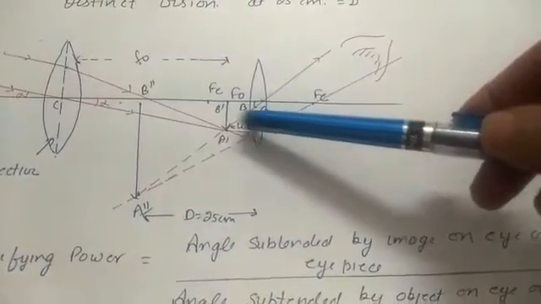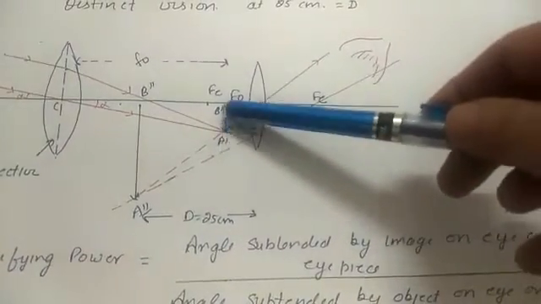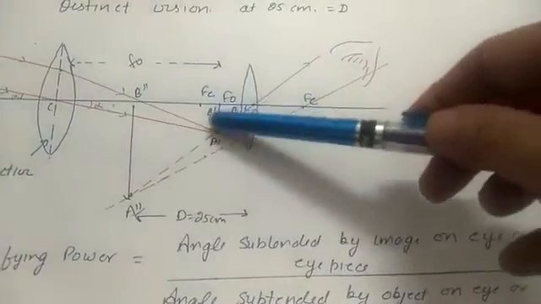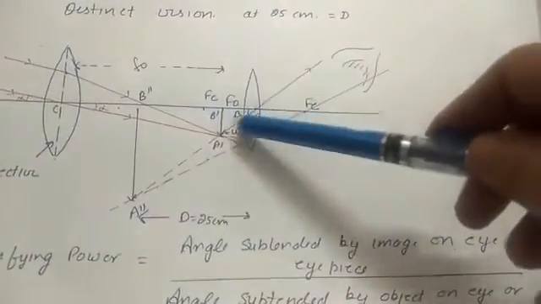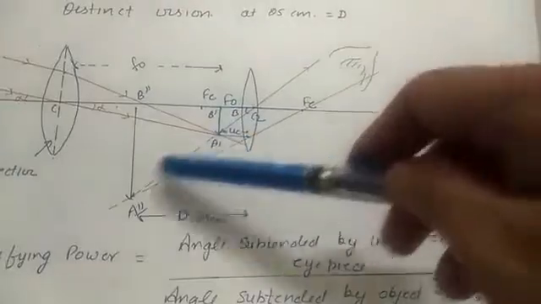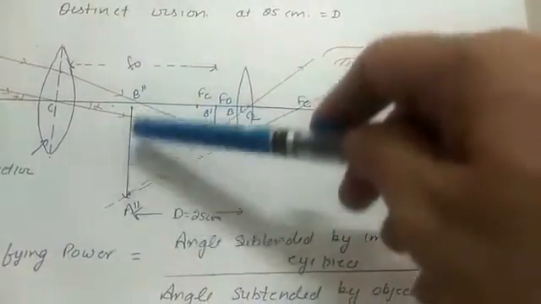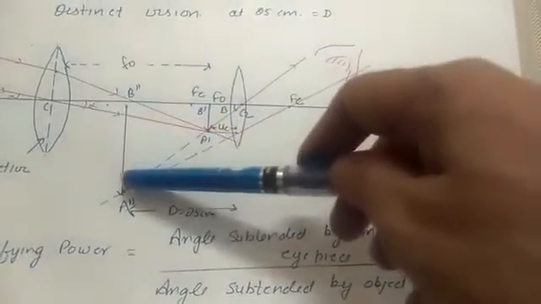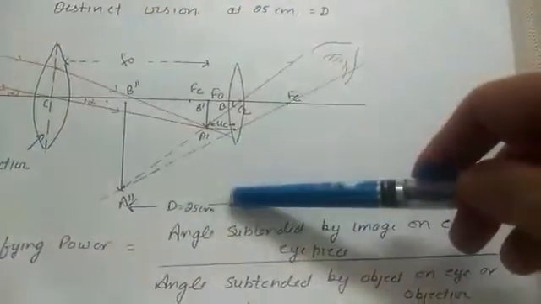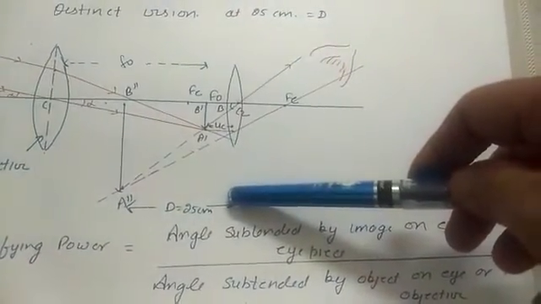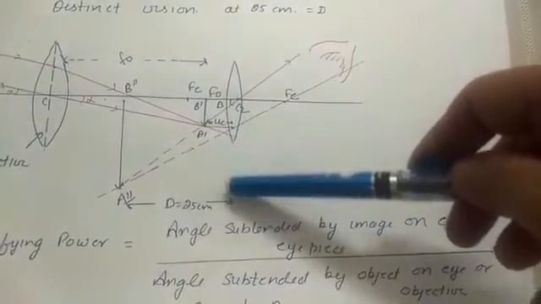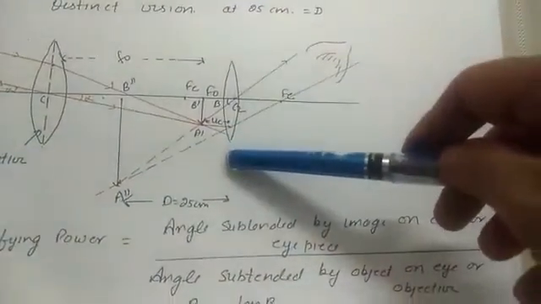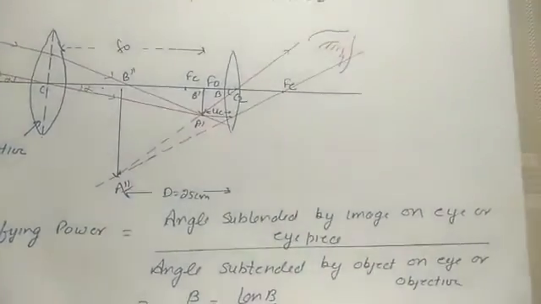Now for eyepiece, this object A dash B dash is between the focus and its optical centre. This eyepiece will make its final image here at A double dash B double dash. We adjust the eyepiece in such a way that this final image is made at 25 centimeter, that is at the least distance of distinct vision. This is the case when the final image is at least distance of distinct vision.